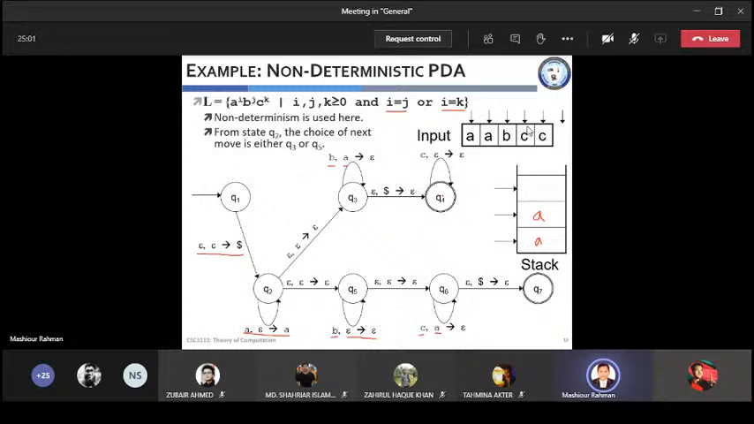So as there are multiple branches to be chosen, that's why this is a non-deterministic PDA.